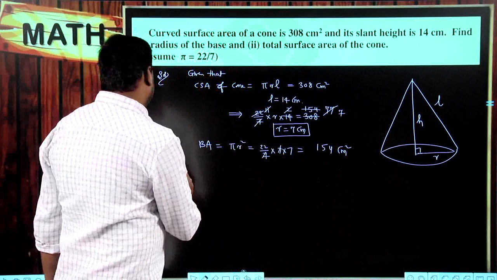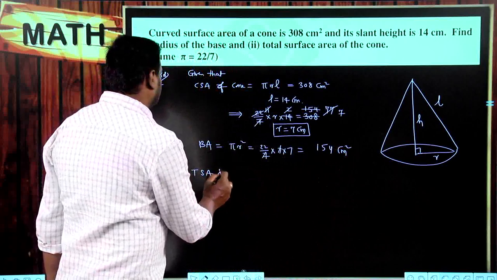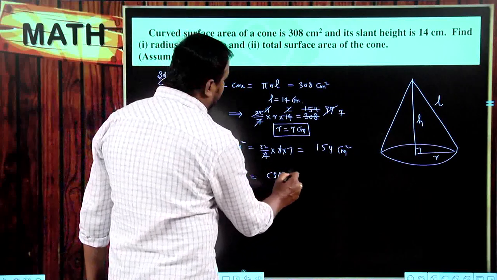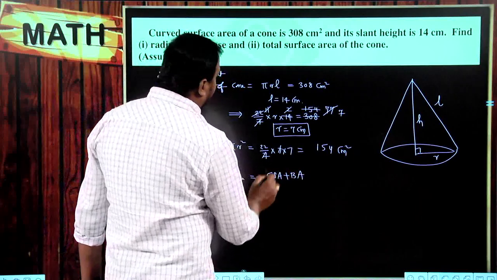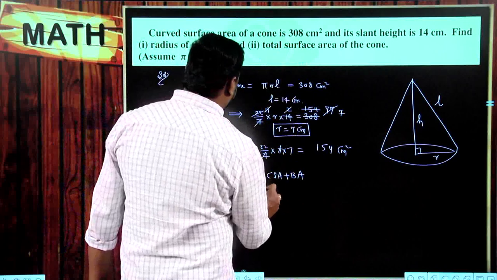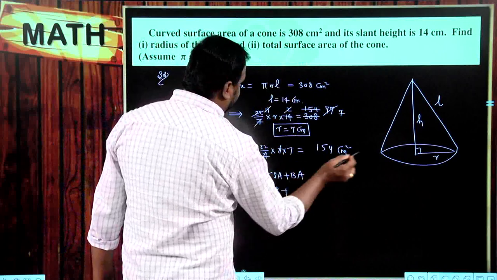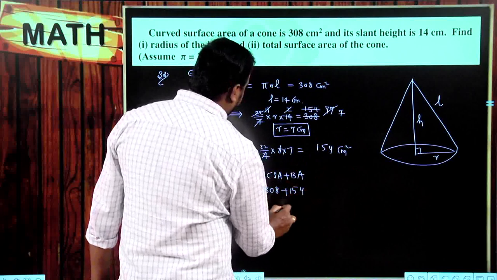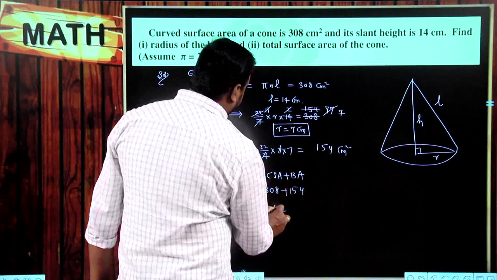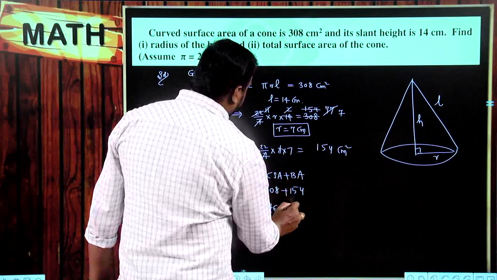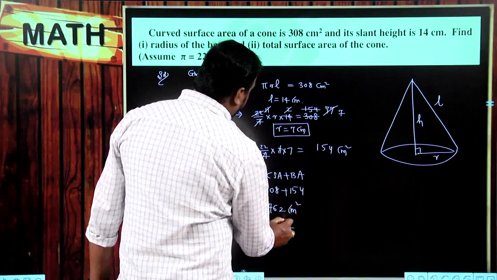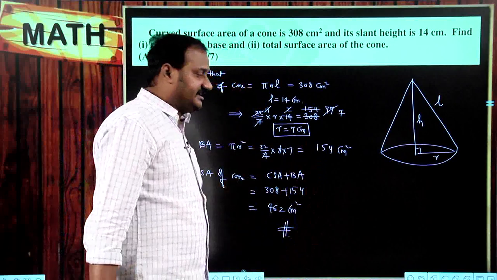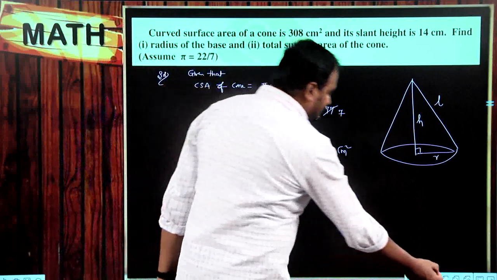Therefore, total surface area of cone is going to be curved surface area plus base area. We are already given that curved surface area is equal to 308 plus base area is going to be 154. So, finally, what do you get? 8 plus 4 equal to 2, 5 plus 1 is equal to 6, 3 plus 1 is equal to 4. 462 centimeter square is the total surface area of the cone, obtained with the given information. So, let us move on to the next problem.